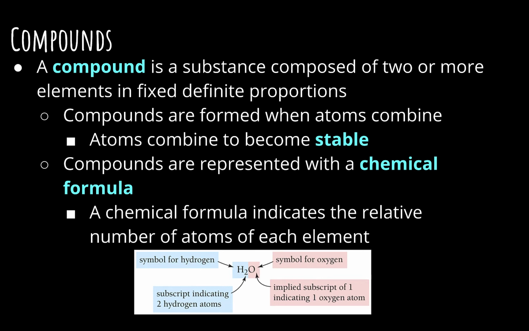A chemical formula is useful because it can tell us which elements are in the compound, and it can tell us how many of each are in that particular compound. So in this example here, H2O, that tells us first that the compound is made out of hydrogen and oxygen, and then that little subscript of 2 tells us that there's 2 hydrogen. When there's not a subscript next to an element, that's an implied 1. So in this particular compound, there would be 2 hydrogen atoms and 1 oxygen atom.